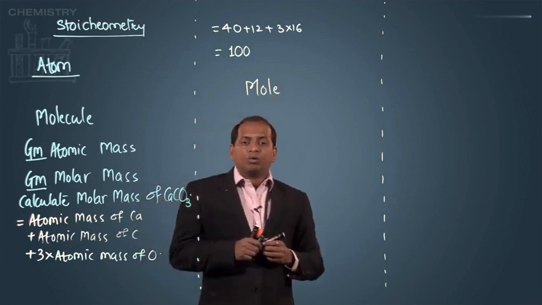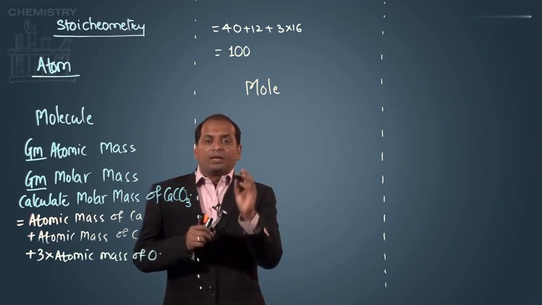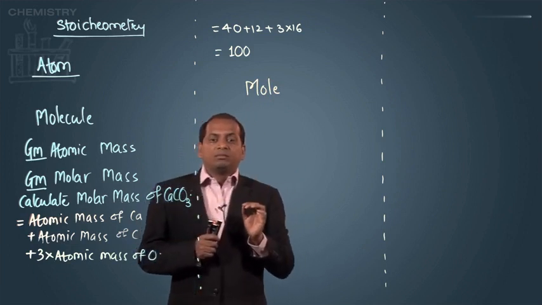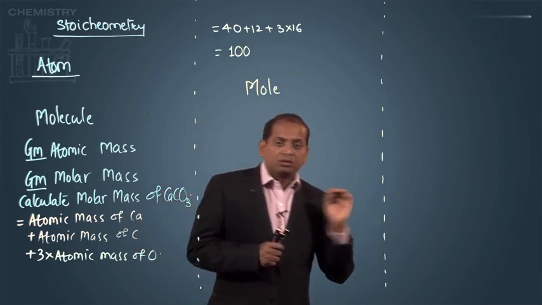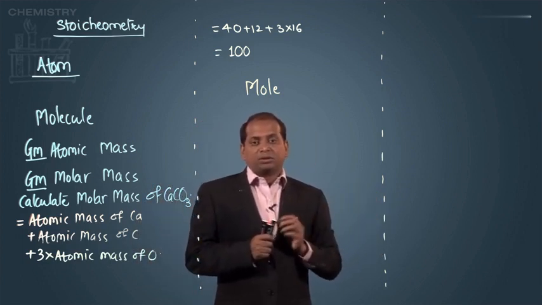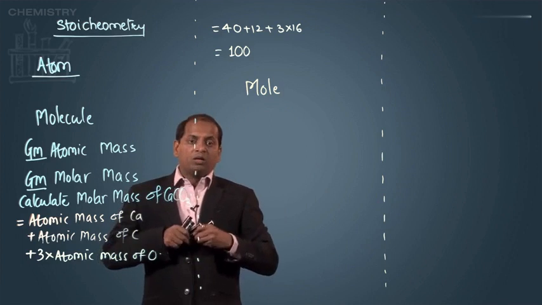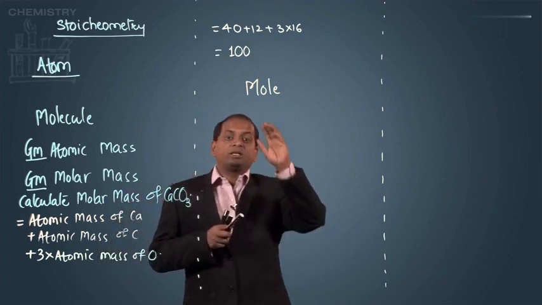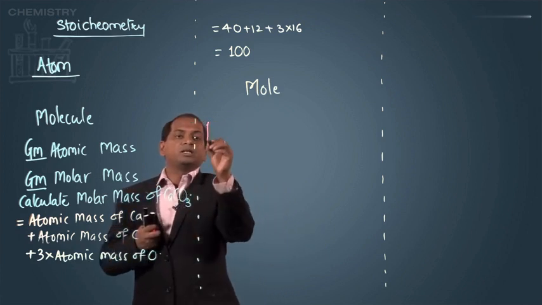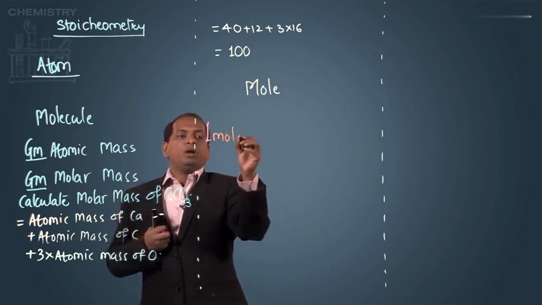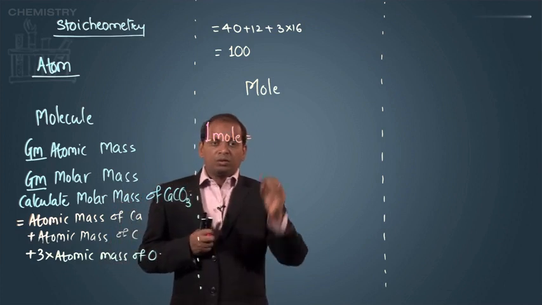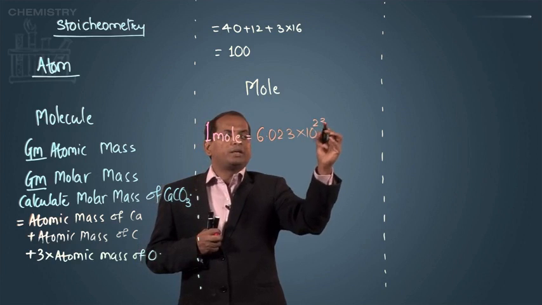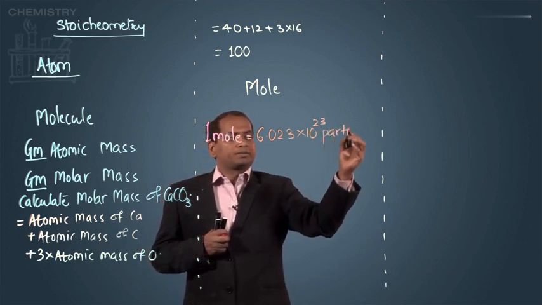Now what do you mean by mole? It is a unit to determine the quantity of molecules, atoms. So if I consider 1 mole, according to Avogadro, who has defined it, 1 mole is equal to what? 1 mole is equal to 6.023 into 10 raised to 23 particles.